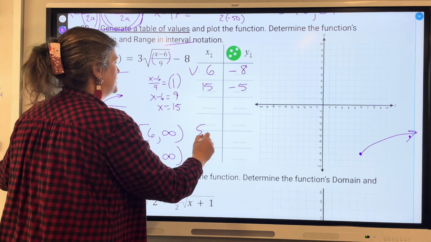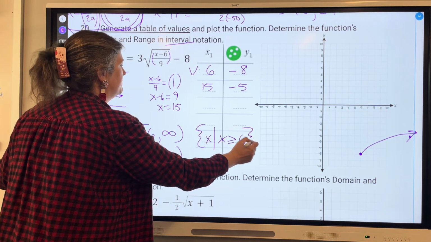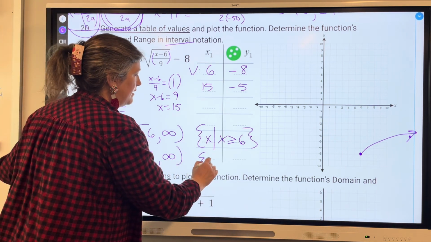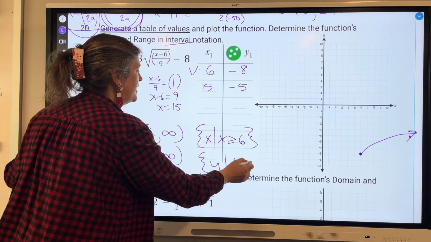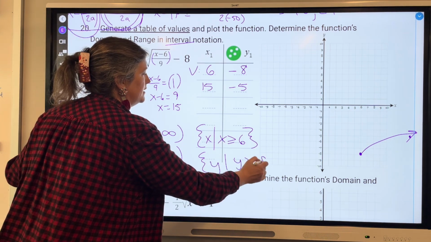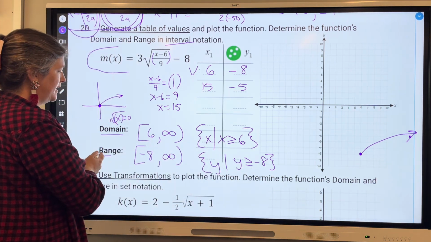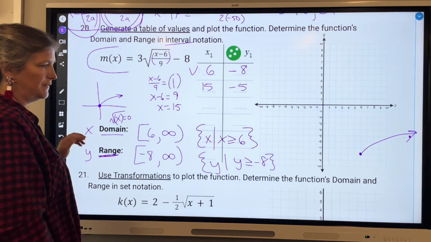Again, the set notation here would be x such that x is greater than or equal to 6. And the range here, now this is something people have been missing. The range is y, all the y's, such that y is greater than or equal to negative 8. So make sure you're using the appropriate variable to define the appropriate thing. Range is all your y values, domain is all your x values.